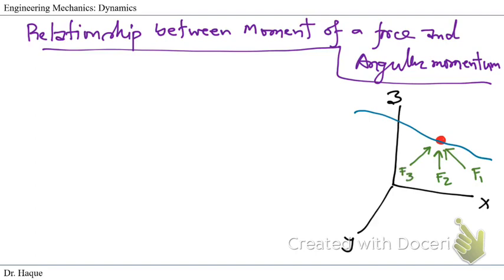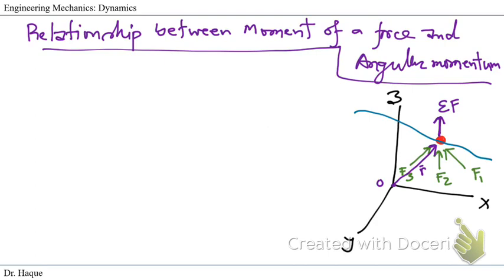And let's assume that the resultant force, the summation of all the forces, is acting this way. Also let's consider the position vector from the origin to the particle, denoted by vector r, and this is our origin, O.